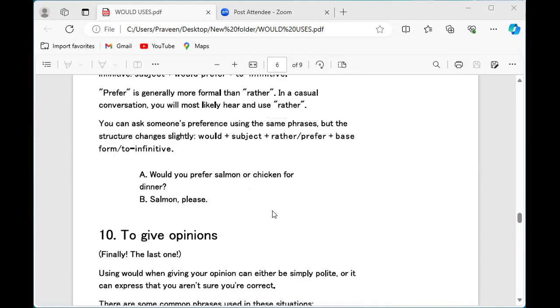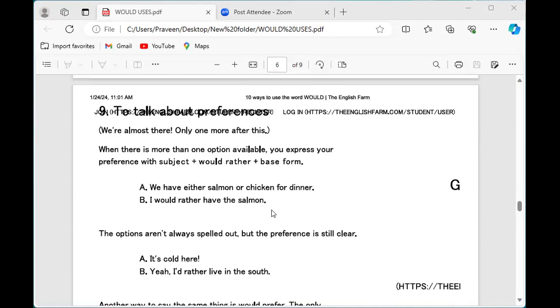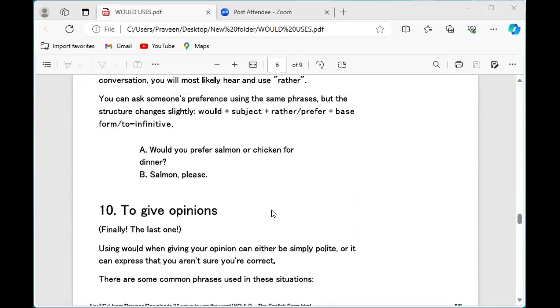So these are all the ways to use would in sentences. I hope you understand this.